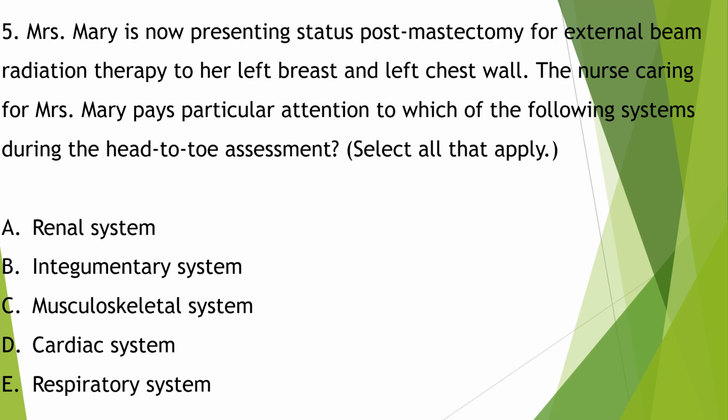So here the patient is getting an external beam radiation therapy. It put the patient at risk for skin irritation and impaired skin integrity. So integumentary system you need to check. Also the radiation is on the left chest wall. So it is near to the heart and the lungs. So cardiac system and respiratory system also need to be assessed.